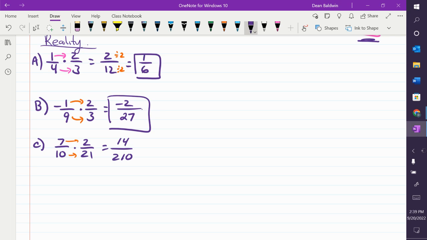What goes into 14 and 210? Sorry? I can't hear you. 2? You can do 2. So if we did 2, we're going to get 7 over 105. Can you go any further? You can divide them both by 7 and get 1 over 15. That is a totally legitimate way to do it. You will get full marks if you do it that way on a test. However, there's a faster way to do it.